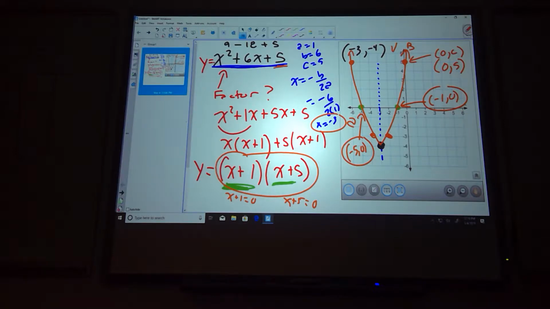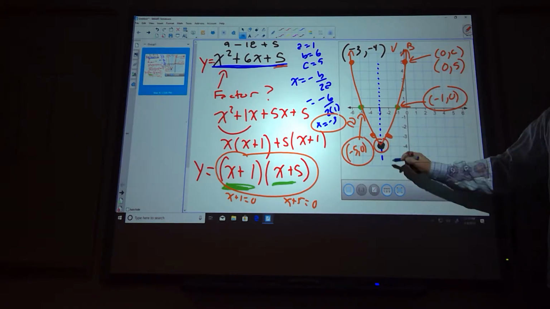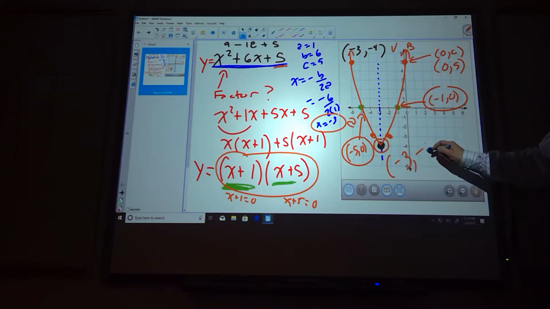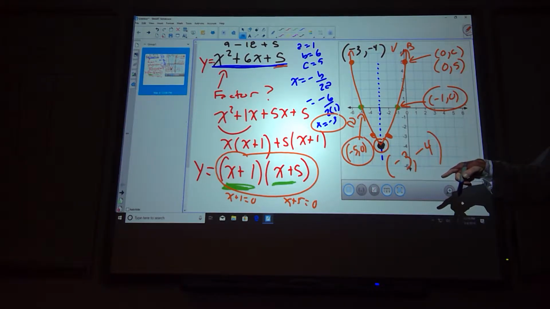So was it negative 3, negative 4 plus the vertex? Yes, negative 3, negative 4 is the vertex. So I know I have it up here, but the vertex is down here, right? Hey, is that vertex at a maximum or a minimum? Minimum. And so right there, that's my minimum value. Okay.